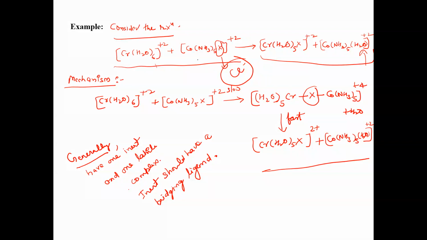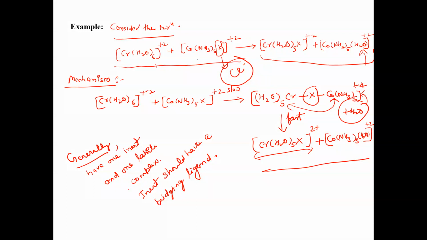If X has a great tendency with chromium, this reaction will be very fast, because here is a competition between chromium and cobalt. So the reaction will be faster, and X will get attached to the chromium complex, right? And this water molecule goes to this complex. So basically, this is the inner sphere mechanism. And generally, what is the identification? Generally speaking, one complex is inert, one is labile.